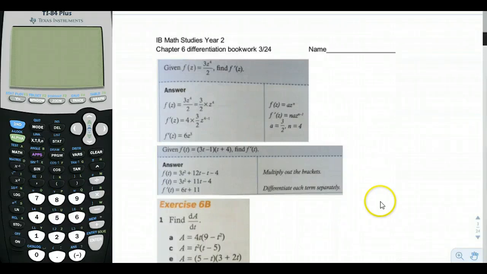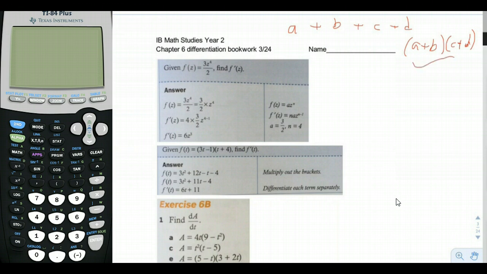Continuing on with page 3 and 4 of the bookwork, it's not really more difficult what we're doing here. The only difference is the algebra. Some of these problems you have to do a little bit of algebra to get them in the form where it's easy to do the derivative. Remember, we are used to doing derivatives if we have everything added together, kind of like that. If we have something weird like a plus b multiplied times c plus d, we do not know the derivative rules to do this derivative. So what we need to do if we have this is we need to multiply it out and put it in this form, and then we can take the derivative.